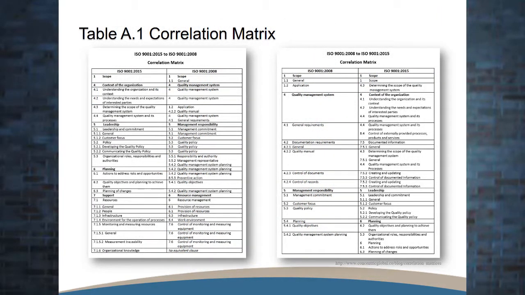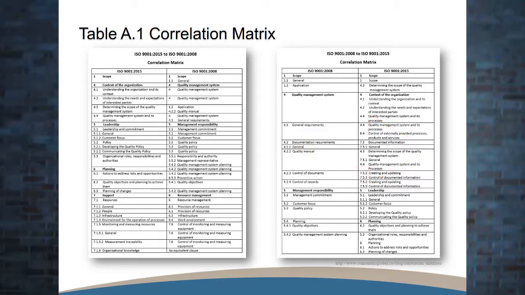So another tool that is cited in table A1 in the back of the standard points to this correlation matrix. What the correlation matrix does is it gives a one-to-one comparison of the 9001 2015 clauses and where you can find those clauses in the 2008 version. On the flip side, the correlation matrix also goes in the other direction, which is the 2008 clauses and how they align with the 2015 clauses.